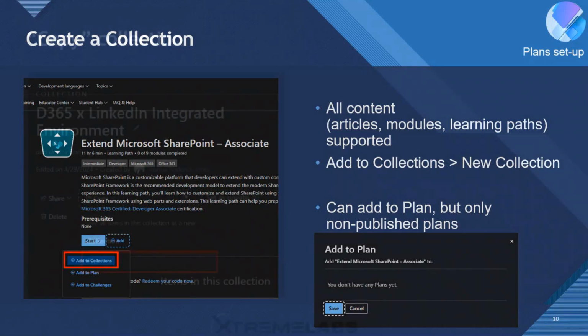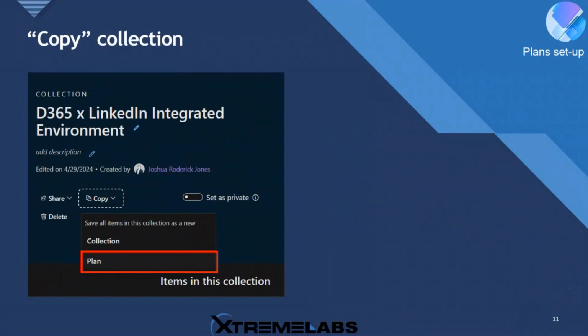So I create my collection, and once I have my collection, again, we are copying it. So it's maybe not the most intuitive location to have the plan creation button. You might assume there would be a plan button outside of copy, but it's within the copy dropdown. The reason being, again, that you're not creating a plan from scratch, and you're also not converting a collection into a plan. You are making a plan based off of the content in a collection.